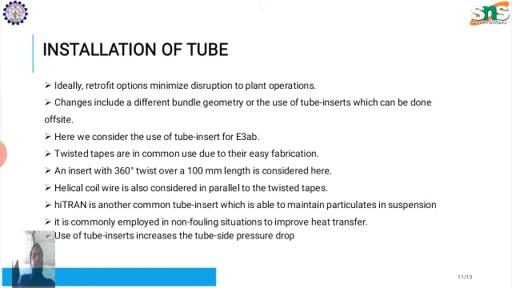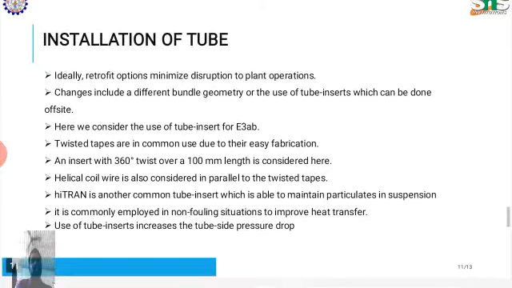Ideally, preparatory options minimize the disruption to planned operations. Changes include a different bundle geometry or the use of tube inserts, which can be done offsite. Here we consider the use of tube inserts in E3AB. Twisted tapes are in common use due to their easy fabrication. An insert with a 360-degree twist over a 100 mm length is considered here.